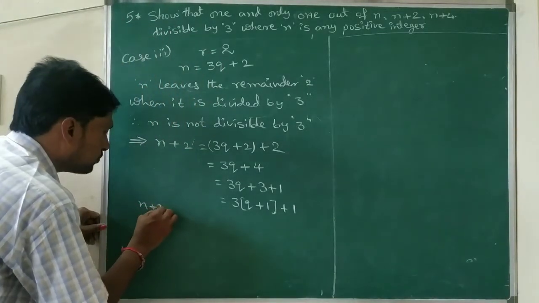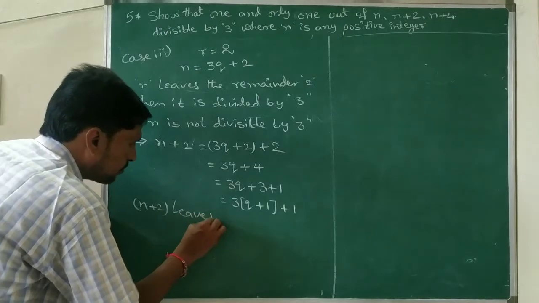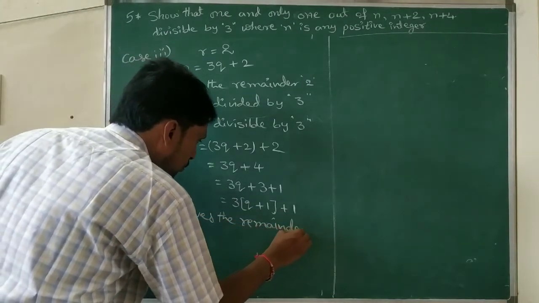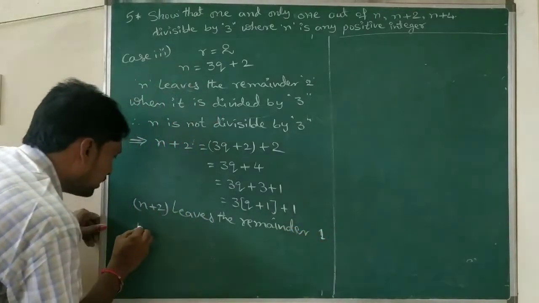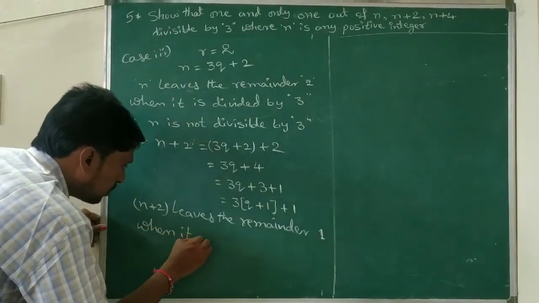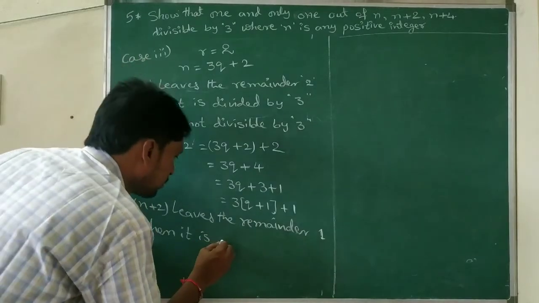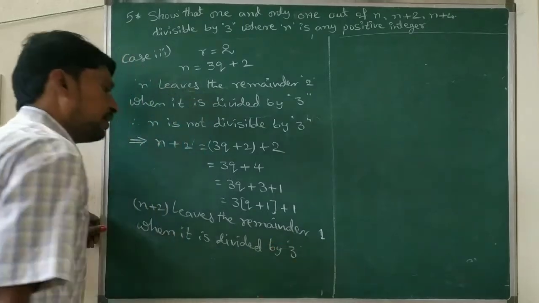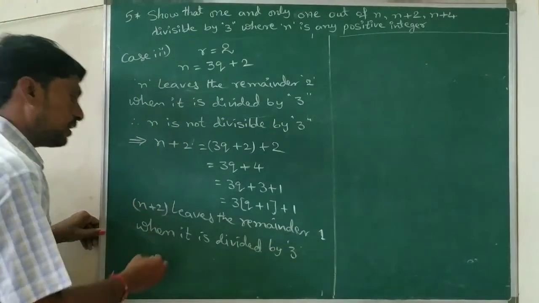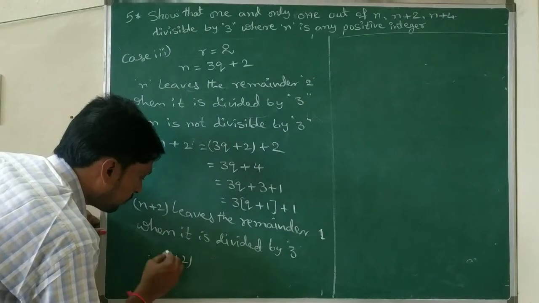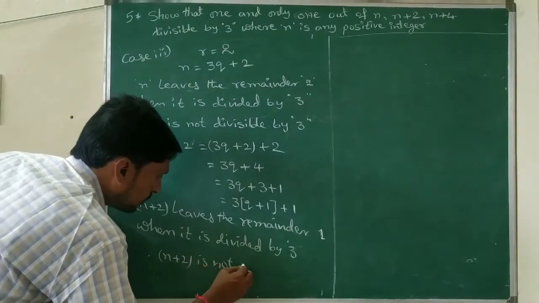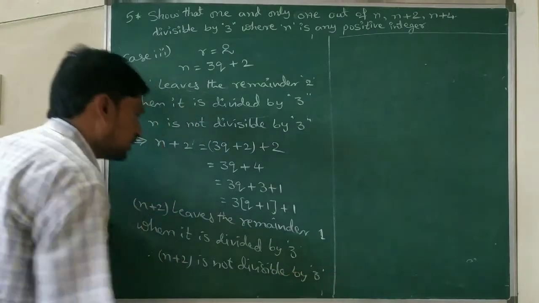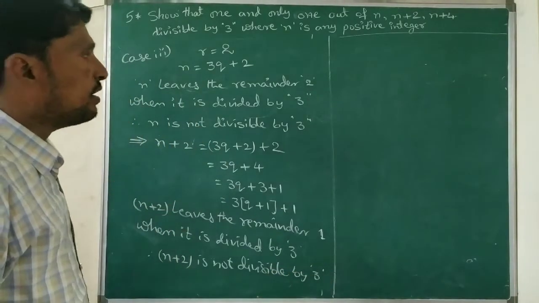So n plus 2 leaves the remainder 1 when it is divided by 3. Now we can write it. Therefore, n plus 2 is not divisible by 3. Now n plus 2 is completed.